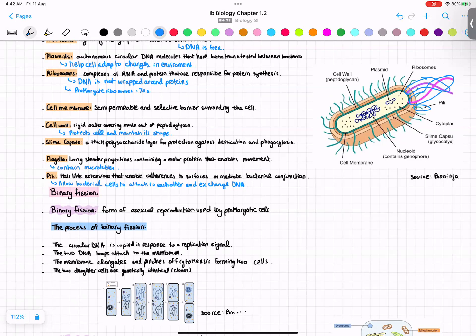The circular DNA is copied in response to a replication signal. Then the two DNA loops attach to the membrane.